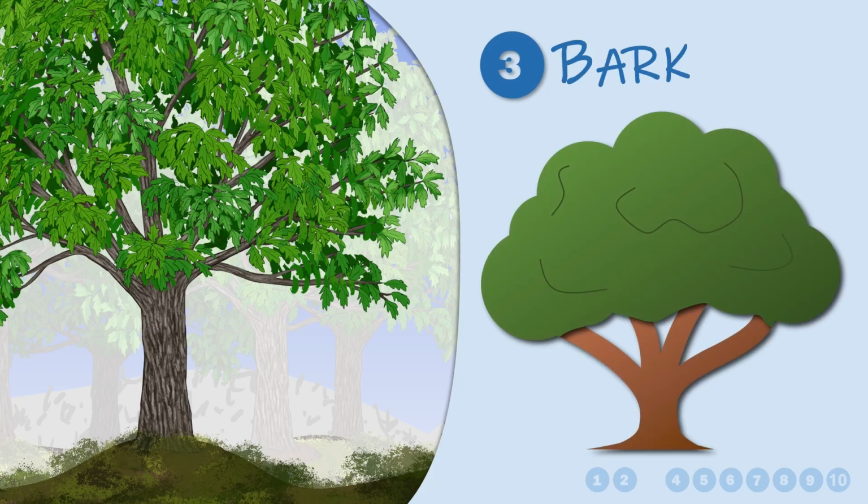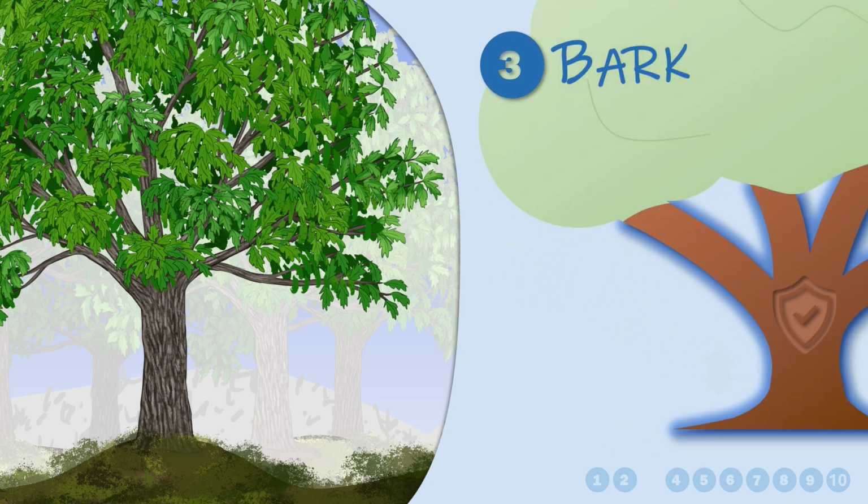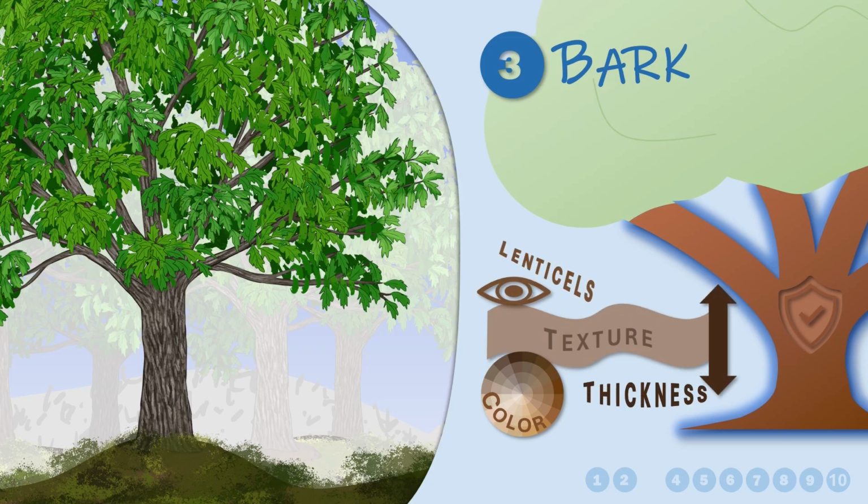Bark is a tree's outer covering, which provides it protection, just like our skin protects us. We'll start with the bark because no matter the time of year, the bark is easy to see and can give major clues to the species. Some key characteristics of tree bark are its texture, color, thickness, and lenticels.